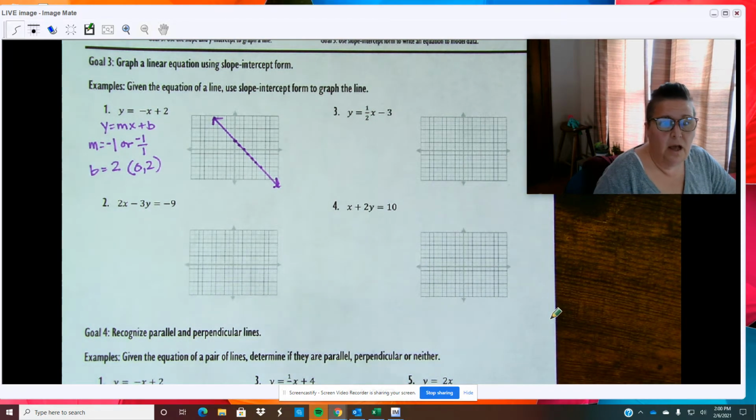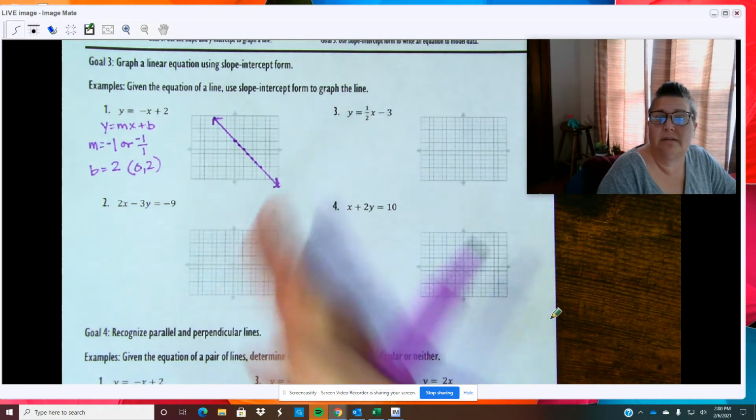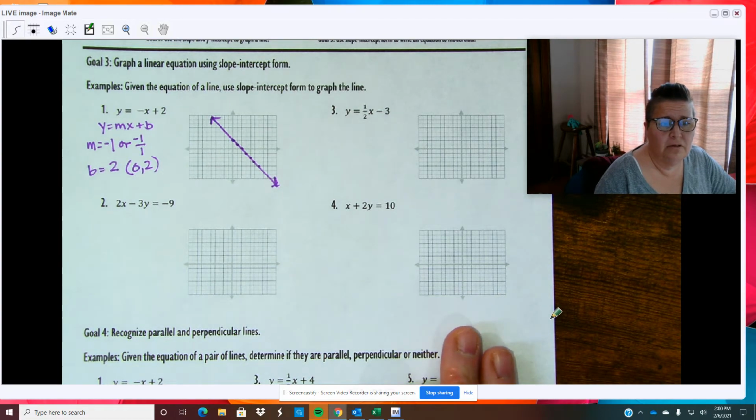All right. I have used the slope-intercept form, y equals mx plus b, to graph the line. Quick and easy. It's so much better than that table that we were doing. It's so much faster. But there's a lot more moving pieces. Like, you have to know how to do a lot more here.